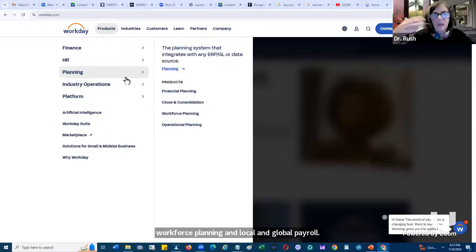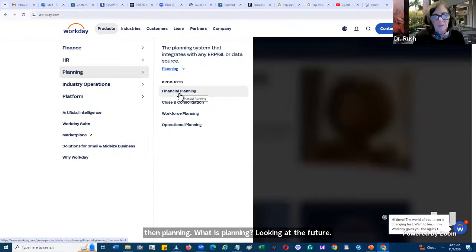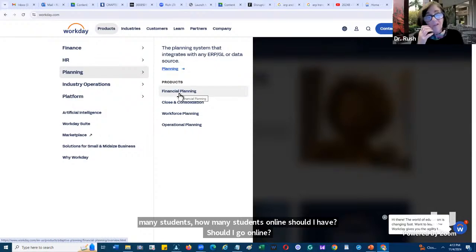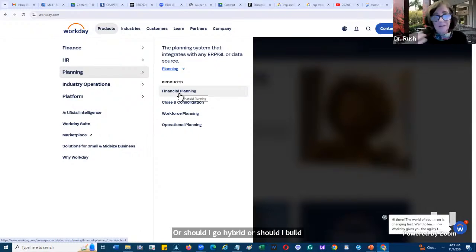And then planning. What is planning? Looking at the future. Basically, what's my budget going to be next year, in five years? How many students? How many students online should I have? Should I go online, or should I go hybrid, or should I build more fancy dorms? Should I have more activities? Should I have the JC? Should I have the SATs?